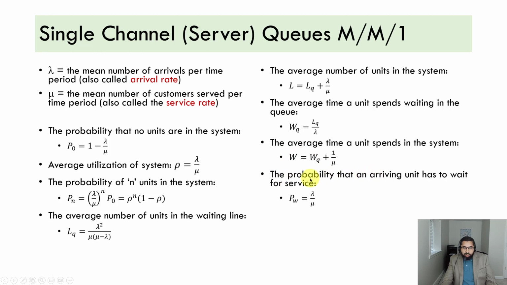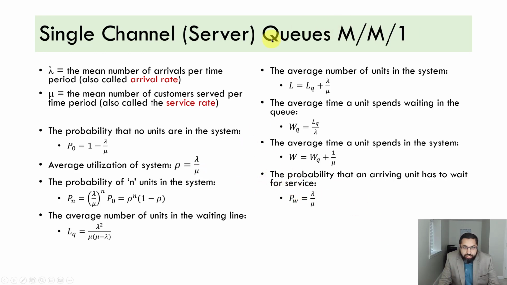The probability that an arriving unit has to wait for service is given by PW, the probability of having to wait. That's lambda over mu. Notice the probability of having to wait is equal to the utilization. So if the utilization is 70%, there's a 70% chance when you go there that you'll have to wait to be served, and a 30% chance that you won't have to wait to be served. There'll be no queue. You just won't have to go into a queue.